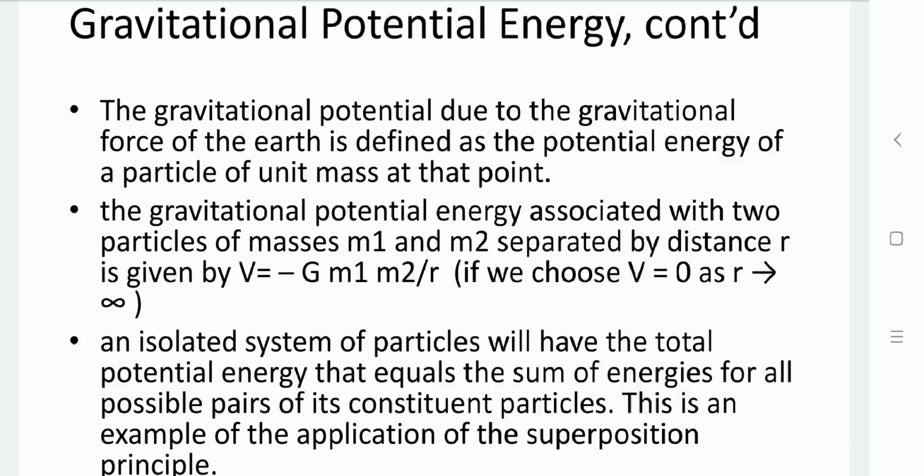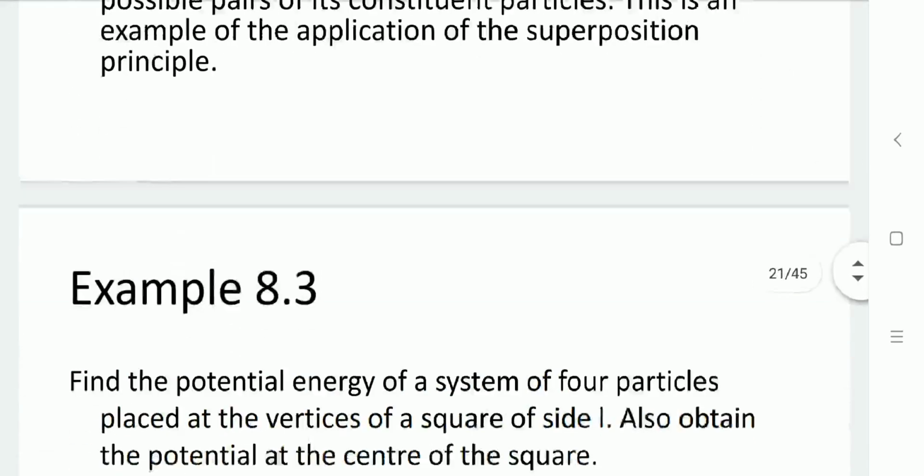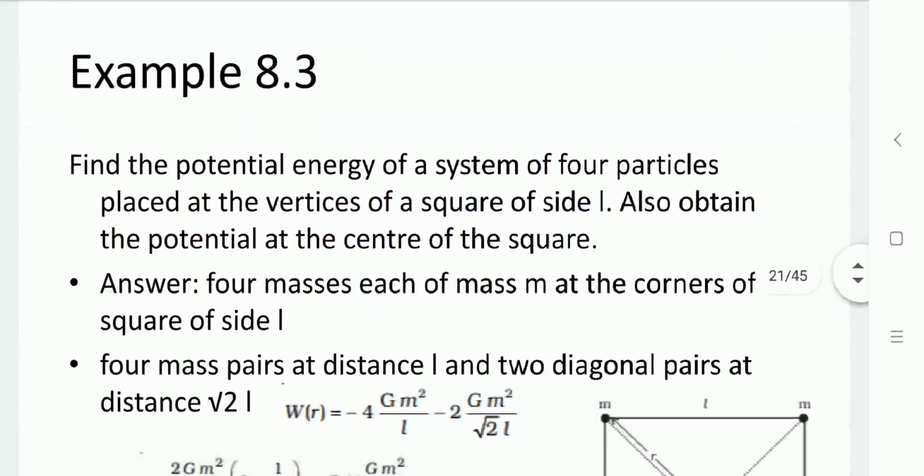So in an isolated system of particles, we have a total potential energy equal to the sum of the energies of all the possible pairs of particles. This gives an example of an application of the superposition theorem. Let us go through the example.